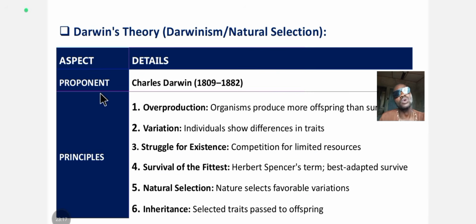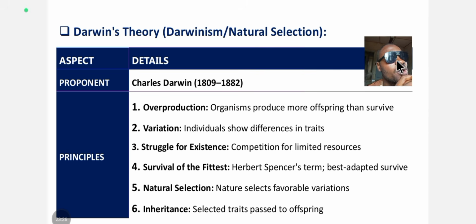All right. Now let's look at Darwin's theory of evolution, also called Darwinism or natural selection. I already explained this theory before, but let's look at it in depth. Darwin was born in 1809 and he died in 1882. What is Darwinism or the theory of natural selection all about? Overproduction, this one is the first one. Organisms produce more offspring than survive.